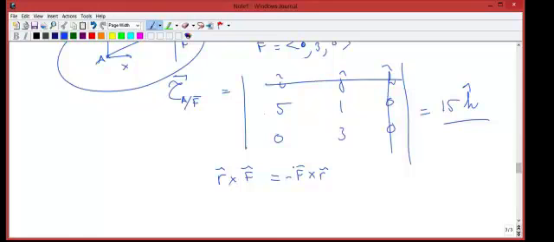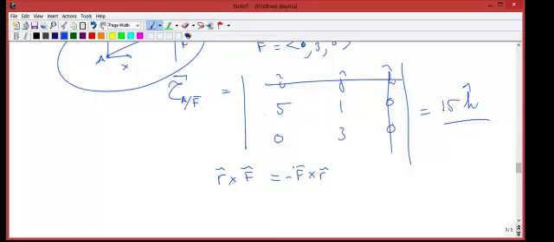Okay, what else? So yes, excellent point. The dot product does commute. A dot B is the same as B dot A, but the cross doesn't. Similarly, the cross product is a vector. The dot product is a scalar. The dot product is 0 if the two vectors are perpendicular to one another, while the cross product is maximum if the two vectors are perpendicular to one another.